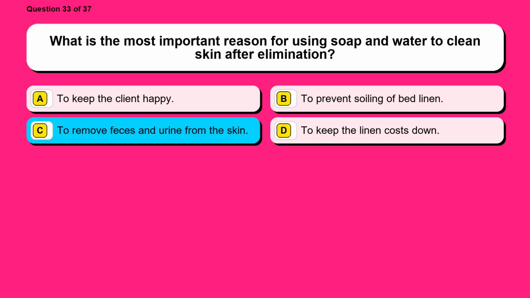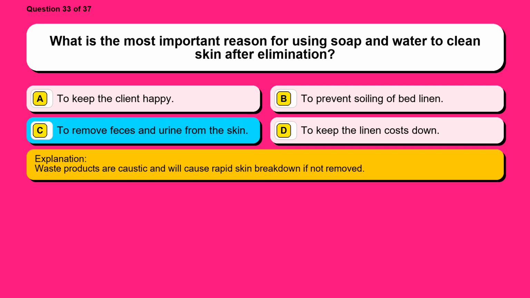The correct answer is option C. To remove feces and urine from the skin. Waste products are caustic and will cause rapid skin breakdown if not removed.